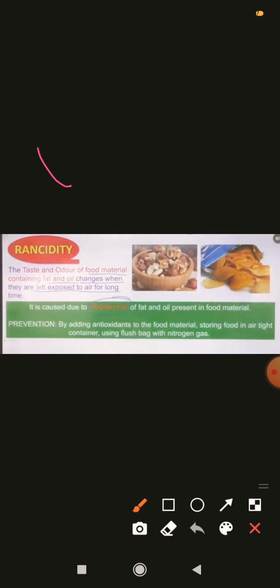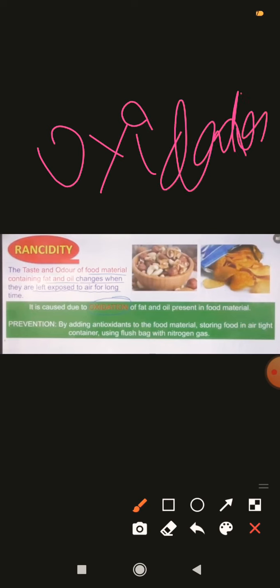So it is also a form of oxidation. We know corrosion is a form of oxidation and rancidity is also a form of oxidation, meaning it is caused due to oxidation. Are you getting it? So what are the preventions of rancidity?